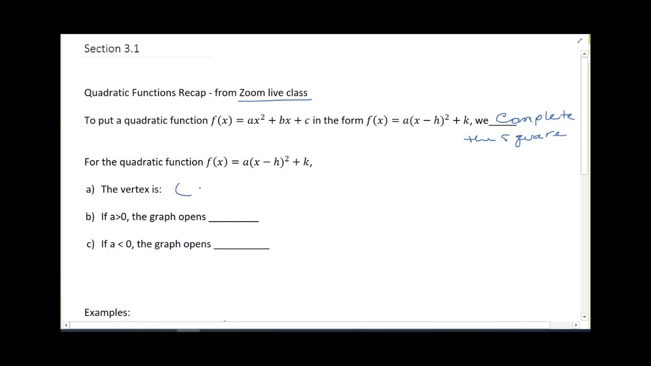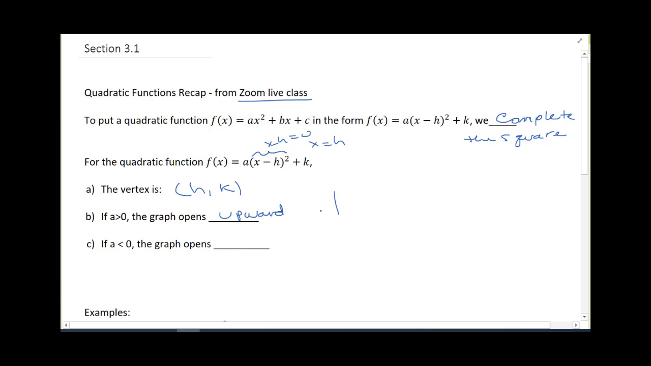So the vertex is the coordinate point (h, k). And as we talked about in class, h is whatever makes this 0. So x minus h is 0 when x is equal to h. So that's the x value of the vertex, and the y value of the vertex stays with whatever sign you have there. If a is greater than 0, so if the coefficient in front of the x squared is positive, then the graph opens upward.